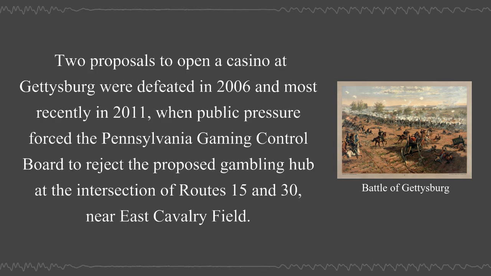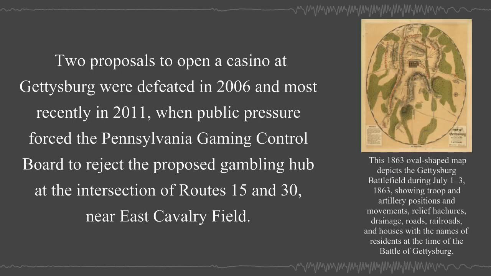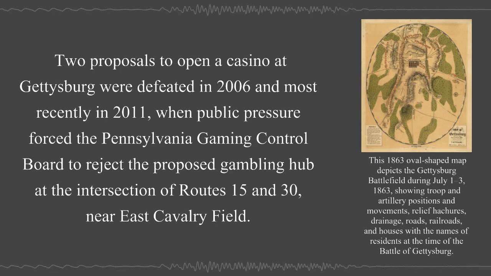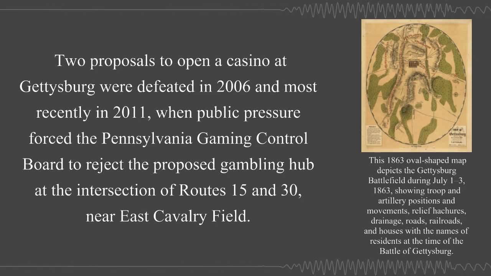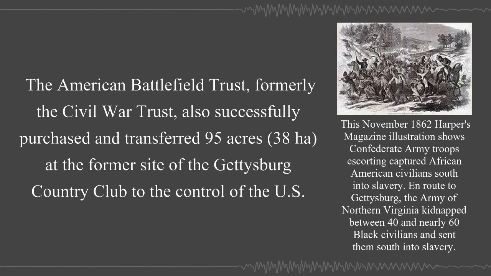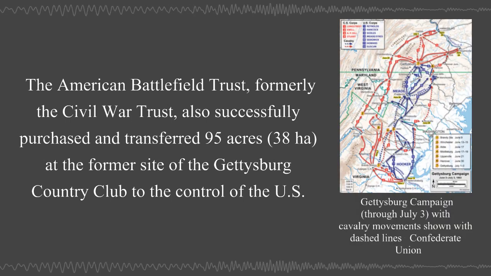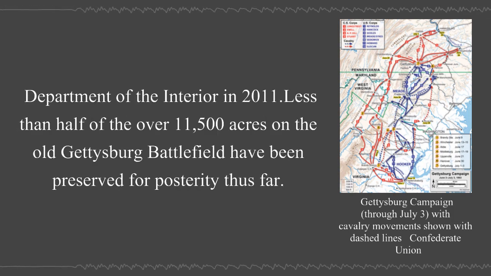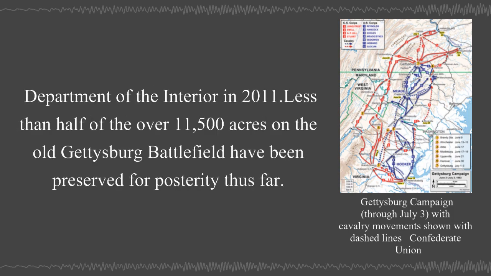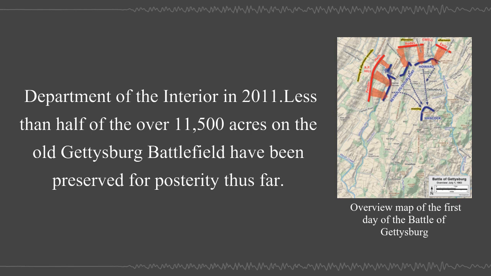Two proposals to open a casino at Gettysburg were defeated, in 2006 and most recently in 2011, when public pressure forced the Pennsylvania Gaming Control Board to reject the proposed gambling hub at the intersection of Routes 15 and 30 near East Cavalry Field. The American Battlefield Trust, formerly the Civil War Trust, also successfully purchased and transferred 95 acres, 38 ha, at the former site of the Gettysburg Country Club to the control of the U.S. Department of the Interior in 2011. Less than half of the over 11,500 acres on the old Gettysburg battlefield have been preserved for posterity thus far.